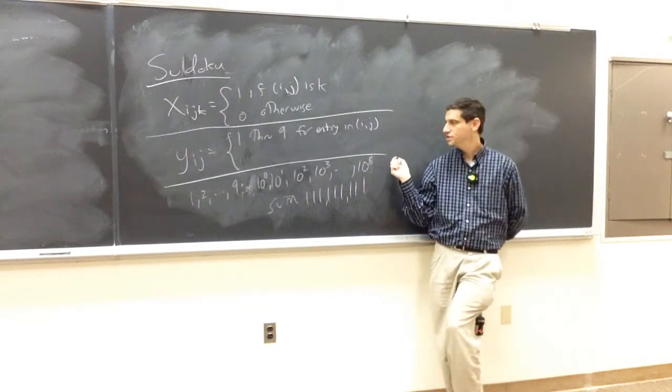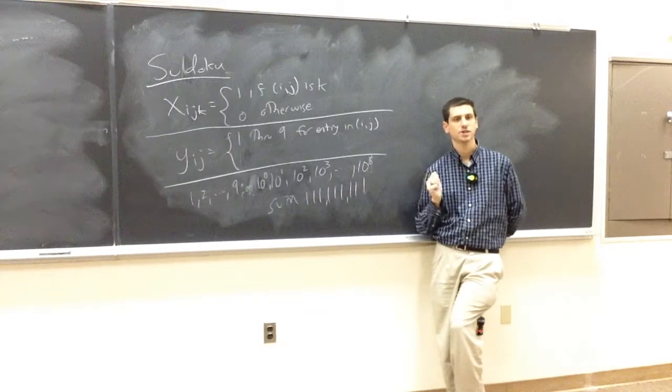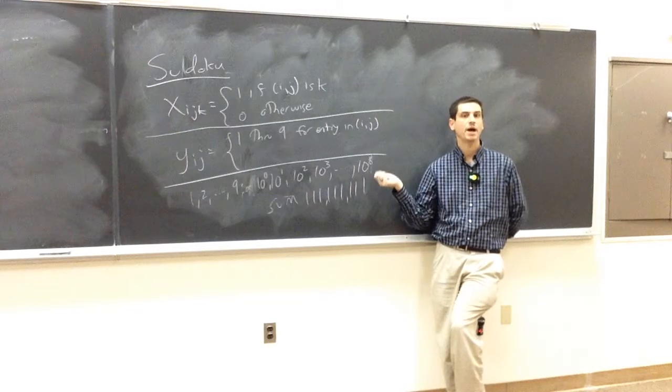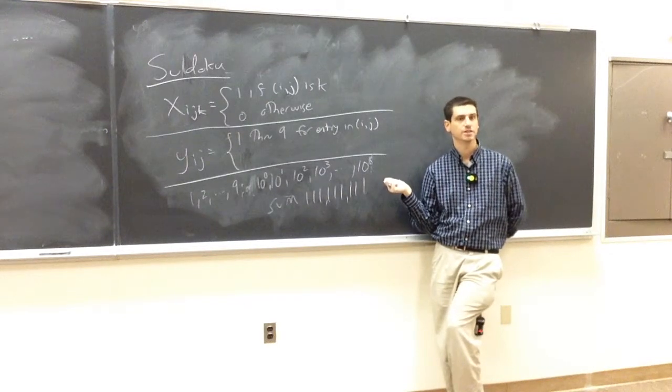And of course, the question is, do I have to use powers of 10? Could I use something else? Probably. Could I use maybe powers of 2 and do things in binary? Is there a unique representation of a number in binary?